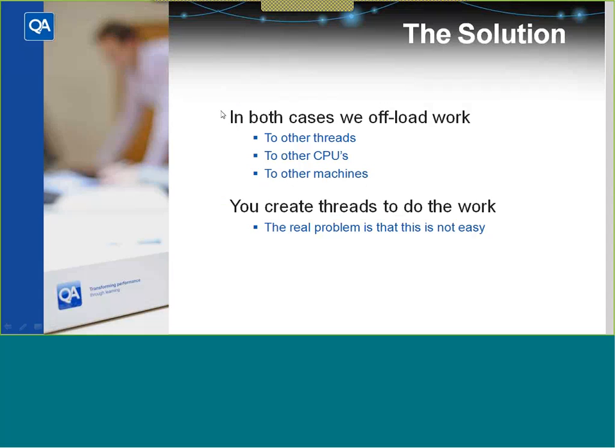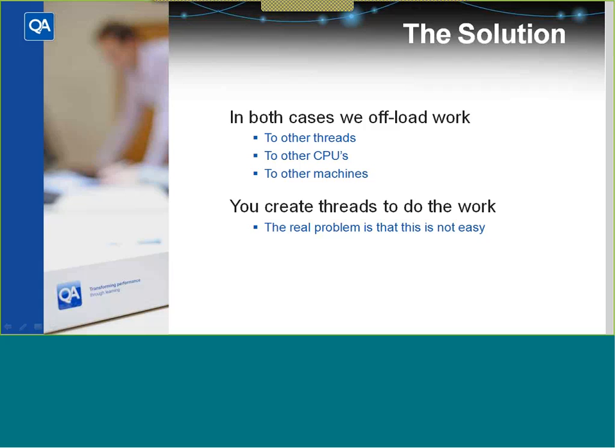So there are two reasons why we need to make sure that things are responsive. In both cases, what we do is offload work to other threads, other CPUs, other machines. It's actually easy to offload work. The problem is coordinating that work and pulling it all back together. I've got a couple of pre-prepared examples of what you might see in the parallel world and why it won't go away.